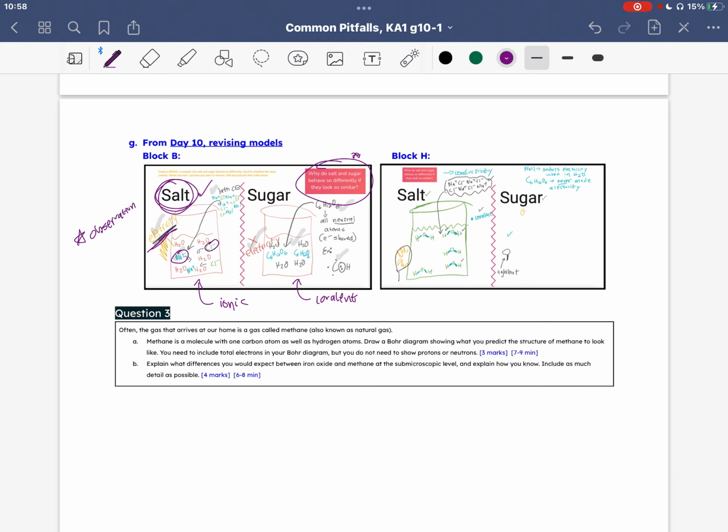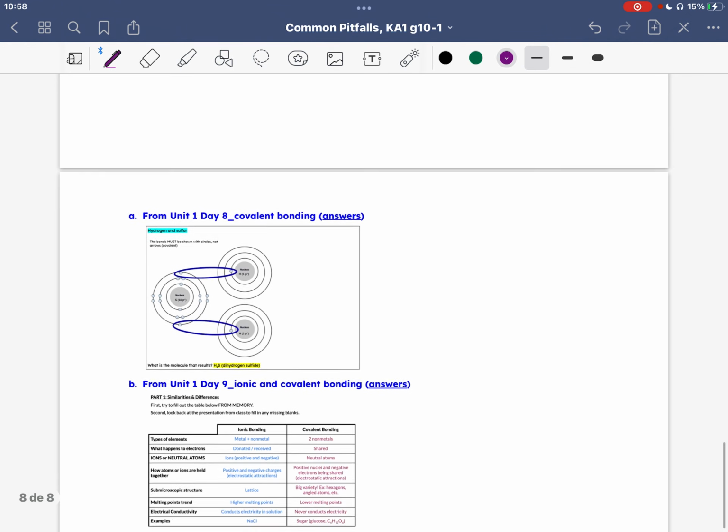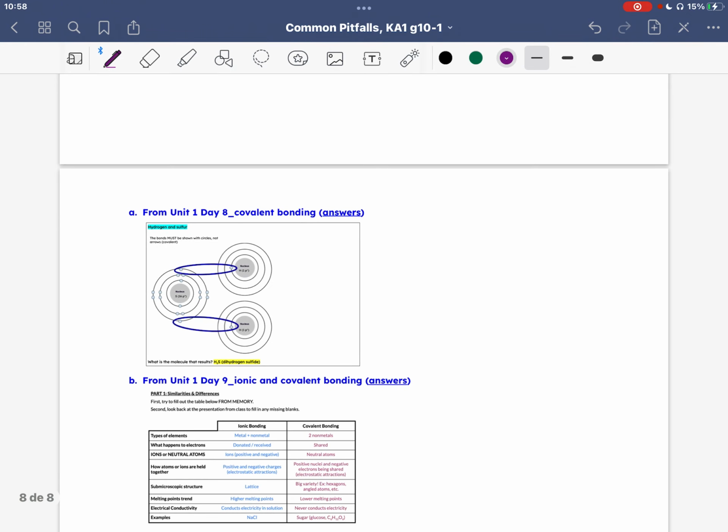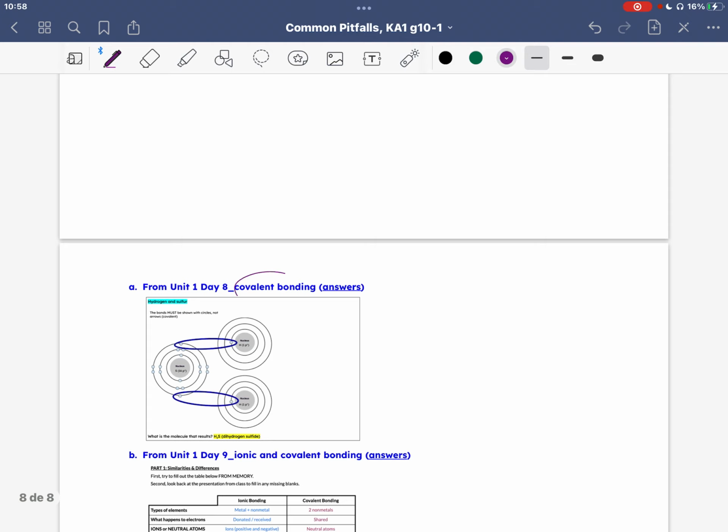All right, now finally question 3, methane. So the day that we practiced this was the covalent bonding day. You might have used something like SH2 as a model. Obviously, sulfur is a little bit different than carbon. Notice that we have neutral atoms to start. So that was the biggest thing that I saw people kind of struggling with. So we need to start with neutral atoms.